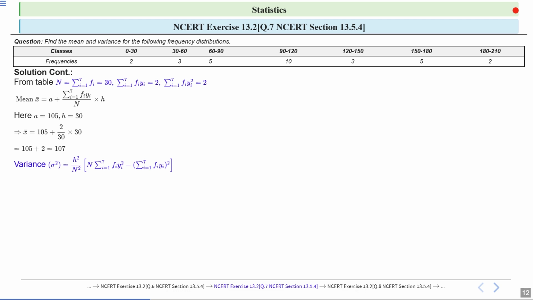And now we will substitute our values into this formula. So upon substituting the numbers, we have variance sigma squared equal to 30 square divided by 30 square, times 30 times 76 minus 2 square.